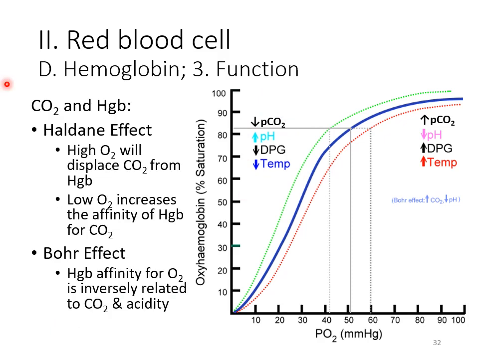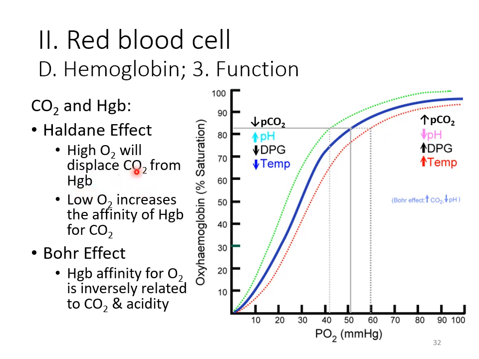Let's focus a little bit on the relationship between CO2 and hemoglobin. This is described by two phenomena, the Haldane effect and the Bohr effect. So what is the Haldane effect? The Haldane effect basically describes the affinity of hemoglobin for CO2. The observation here is that if you have an area with high O2 concentration, this will displace CO2 from your hemoglobin.